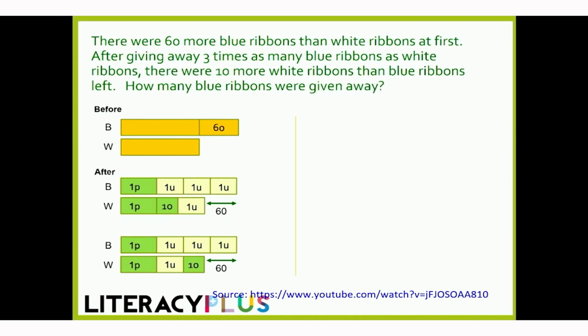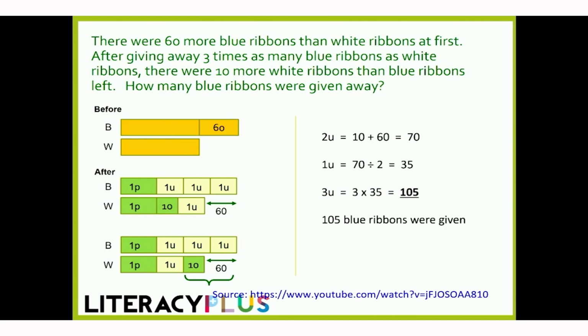Now, can you identify what to do next? Very good. Can you see that? 2 units is actually 10 plus 60, which is 2 units is equal to 70. Therefore, 1 unit is 35. Now, the question is, how many blue ribbons were given away? Looking at the model, we need to look for 3 units. So 105 blue ribbons were given away.